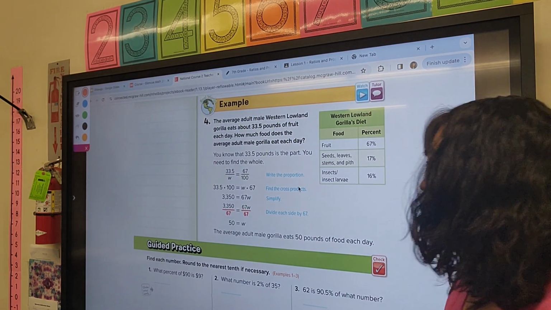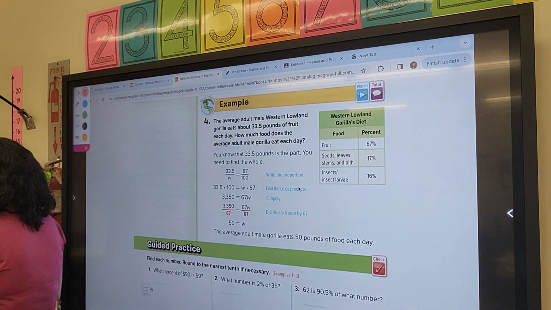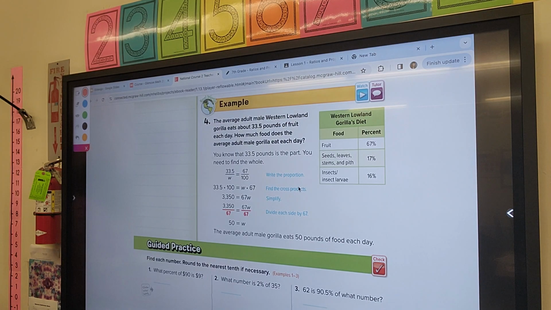Okay, so we have a word problem. It says the average male Western Lowland gorilla eats 33.5 pounds of fruit each day. How much food does the average adult male gorilla eat each day? So you know that 33.5 pounds is the part. You need to find the whole.